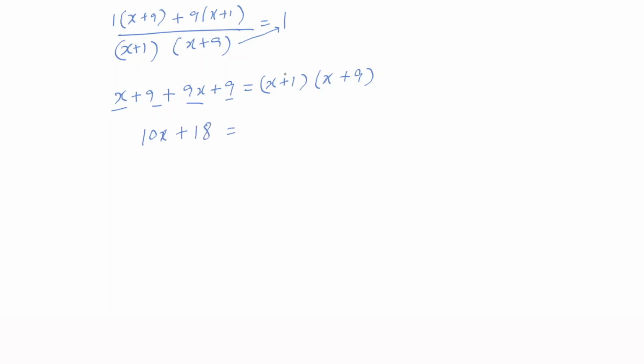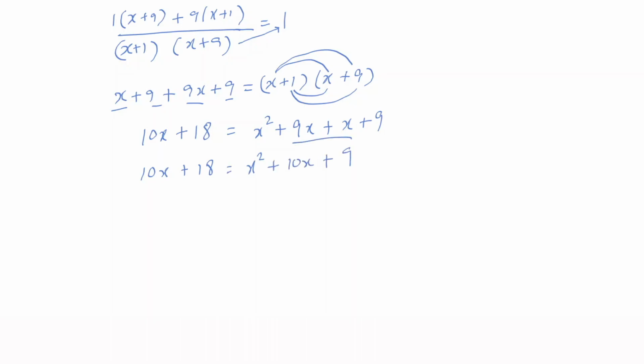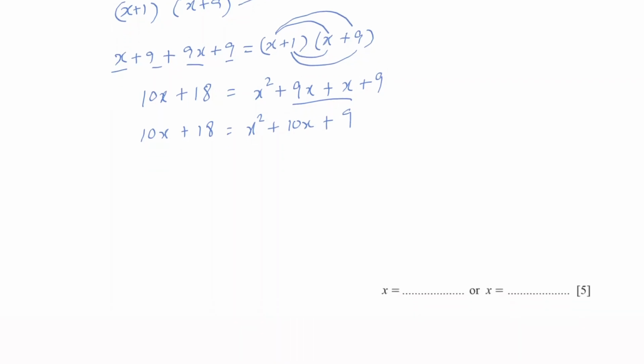And if I solve this one, expanding the bracket, this with this and this with this: x into x is x square, plus 9 into x is 9x, plus 1 into x is x, and 1 into 9 is 9. Correct? So 10x plus 18 equals x square plus 10x plus 9, and 10x and 10x get cancelled out from both sides. So we have x square.